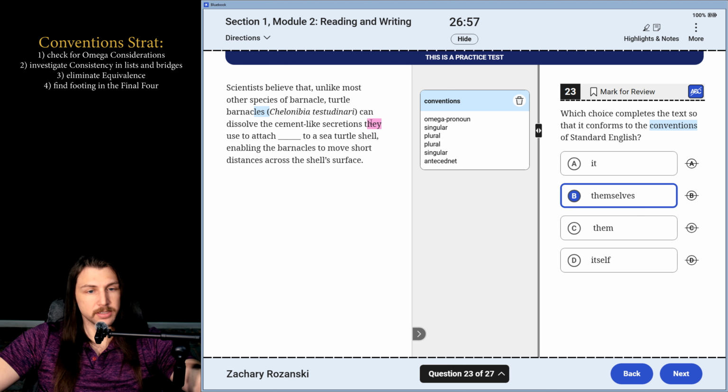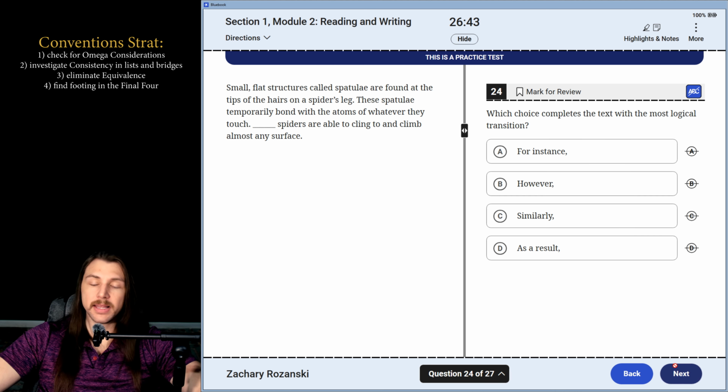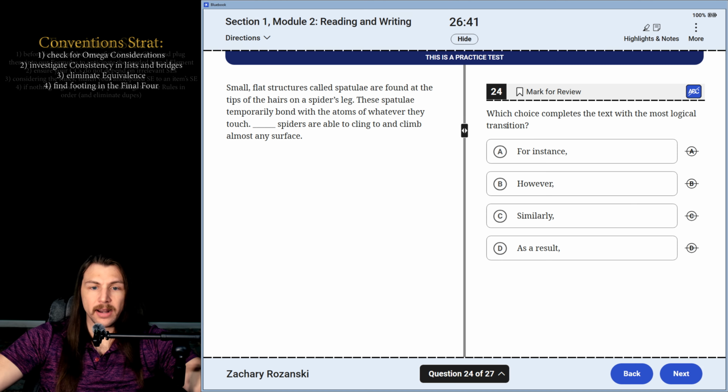So my original antecedent is they. They is referring to barnacles. That we are bouncing back to the subject is what the reflexive pronoun would be. If it were C, that would mean that there would be a different plural entity that would be attached to. But that's not the case. And we're out of it.